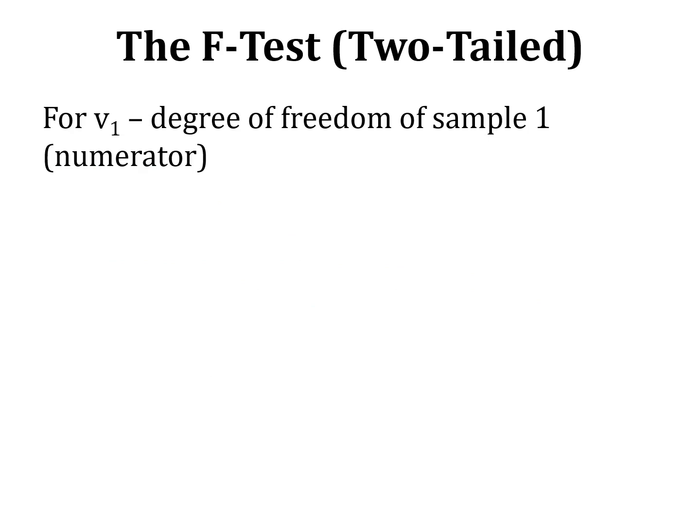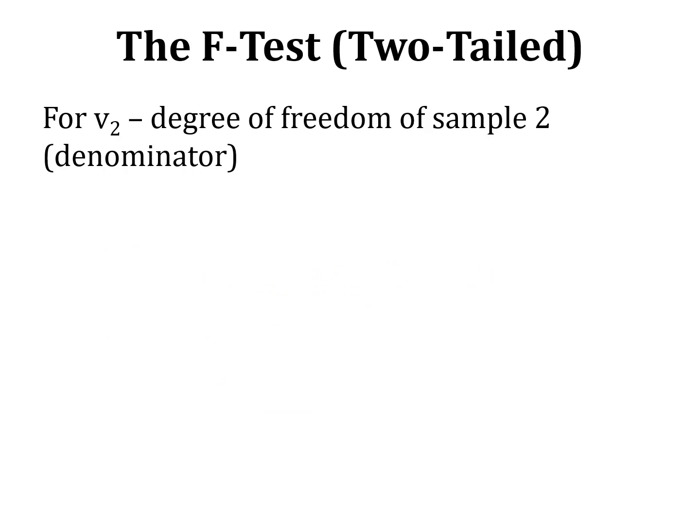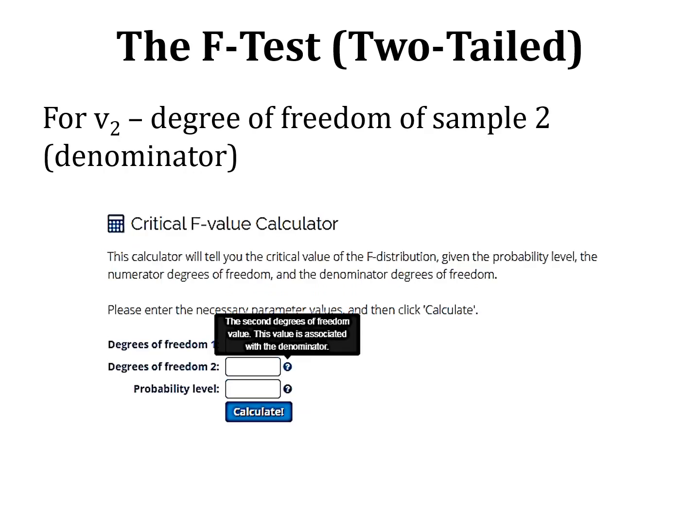So now the first input is V1, which is the degree of freedom of sample number 1, which is our numerator. So in box 1, we are going to put in the value of V1. Then in the next box, we are going to put in the value of V2, which is the degree of freedom of sample number 2, and this is the denominator. And remember, the sample number 2 or the denominator is the sample which has lesser variance. So this should be put in box number 2 of this calculator.